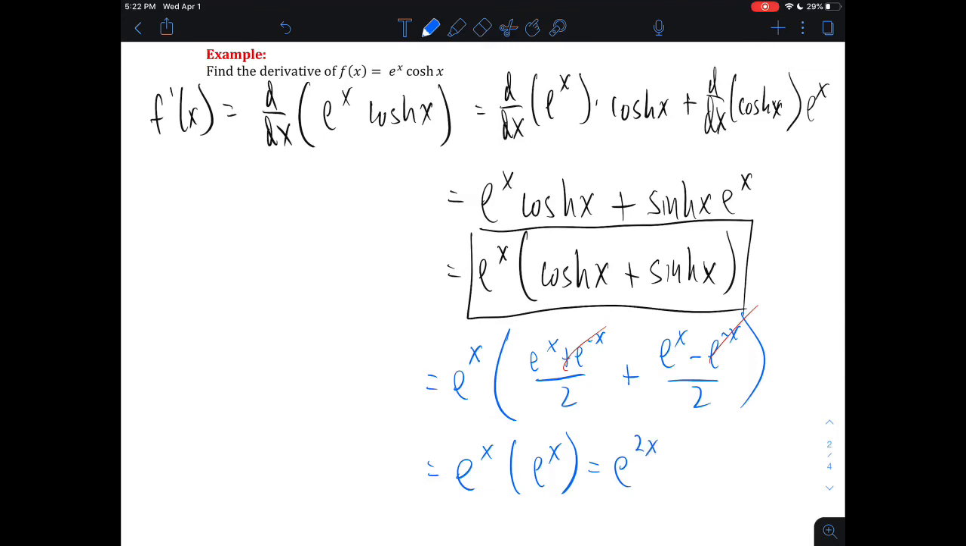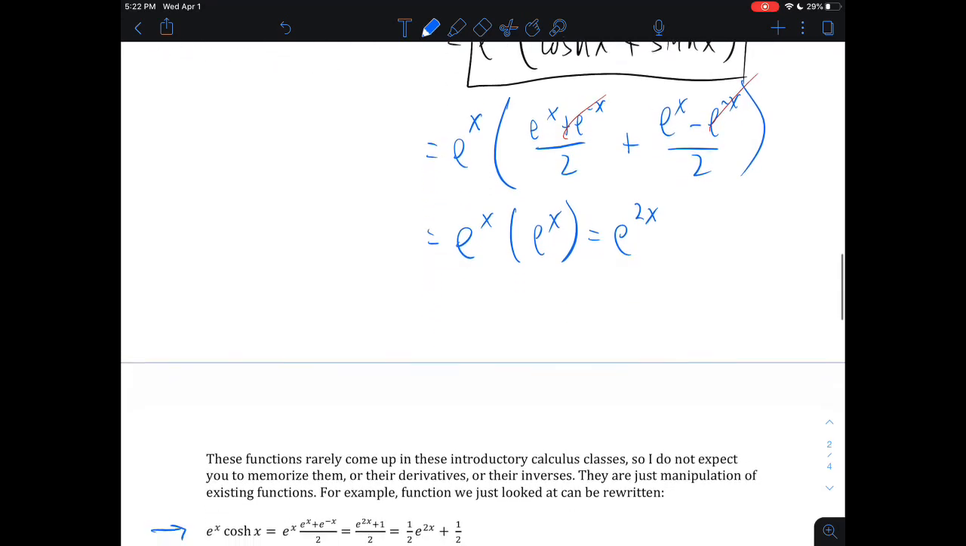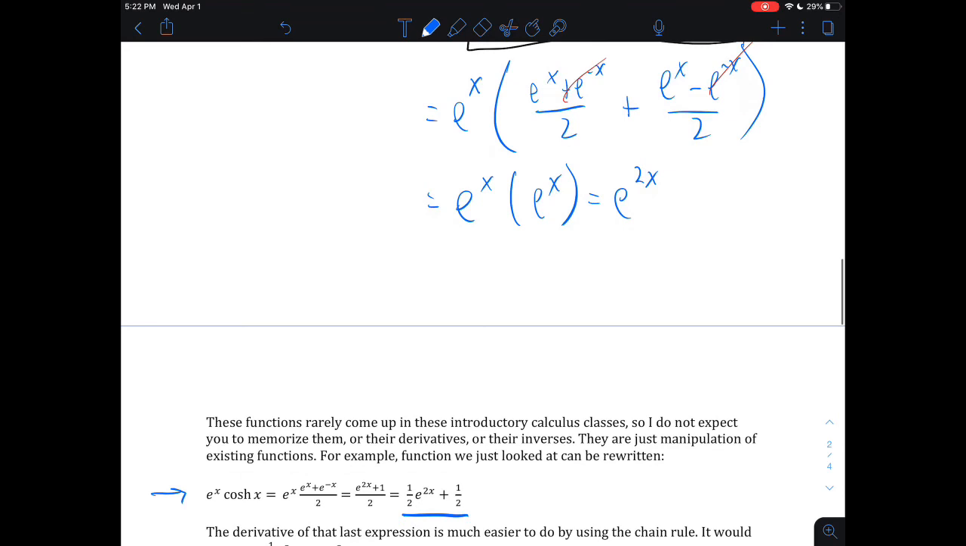So all of this stuff is just manipulation of manipulations. That's all it is. So this is why I'm not requiring you to memorize this. We're taking things to the end of all of the stuff that we've seen and just looking at some derivatives and some inverse functions.